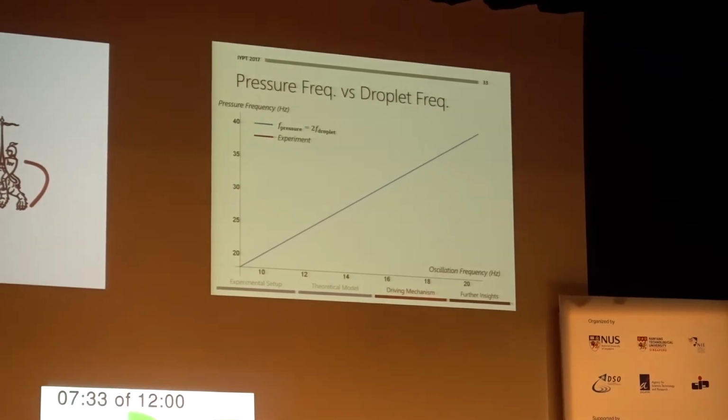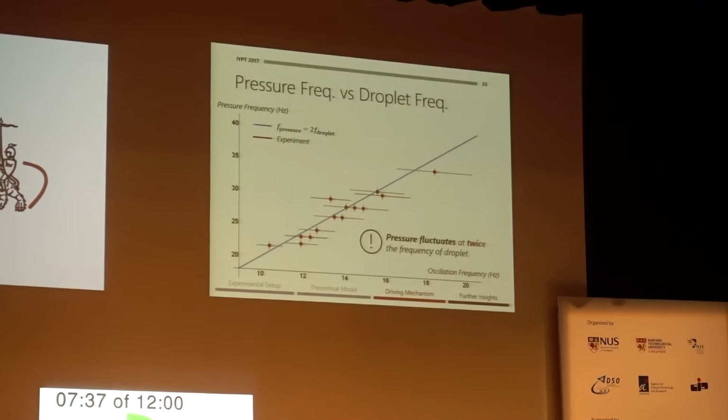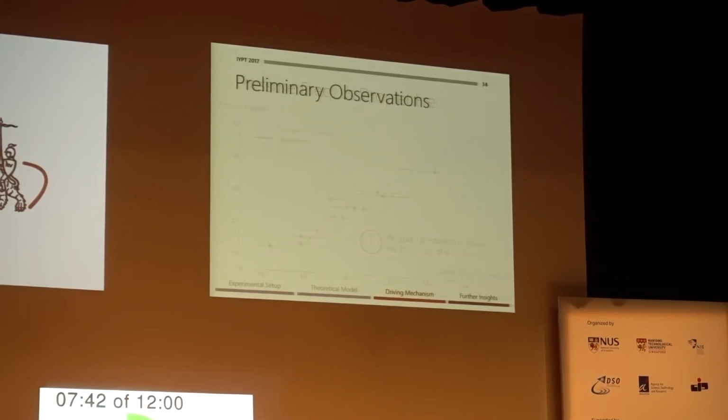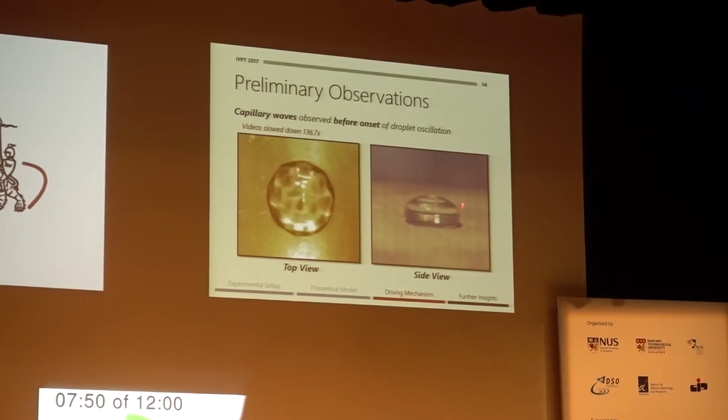Plotting our pressure frequency against droplet frequency, we observe a trend where the pressure fluctuates at twice the natural frequency of our droplet. Furthermore, we also observe the formation of capillary waves before the onset of the droplet oscillation, and this can be seen clearly from our side view.